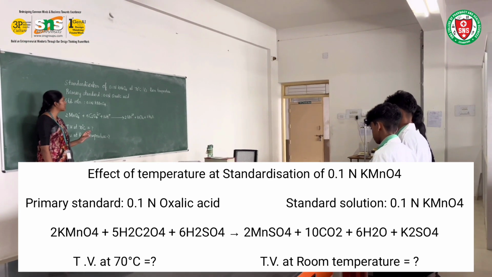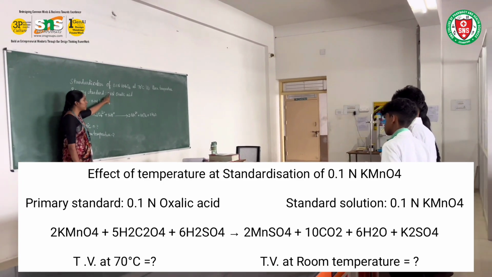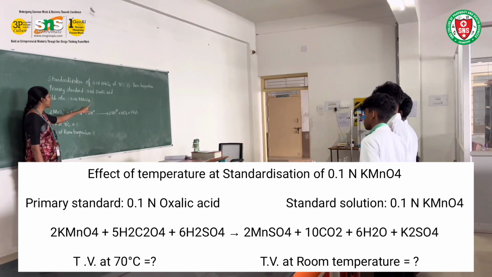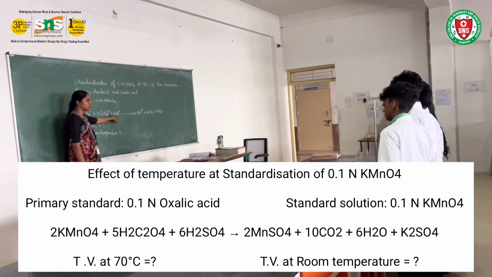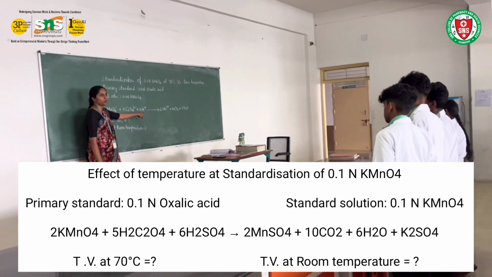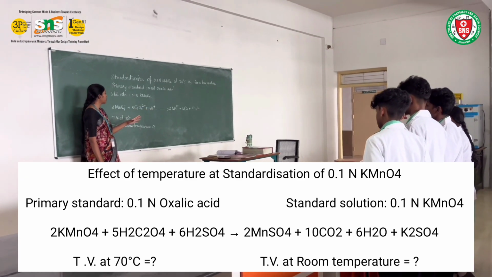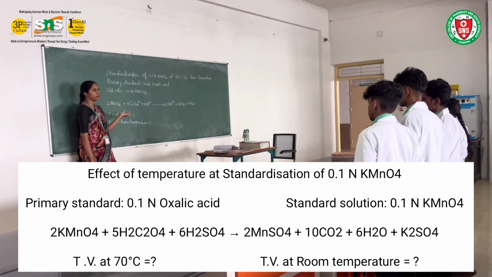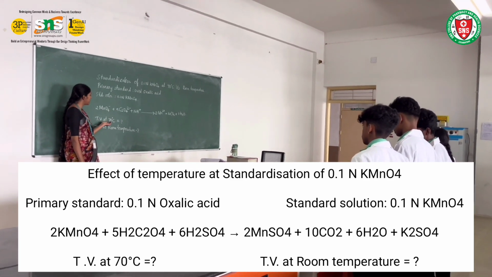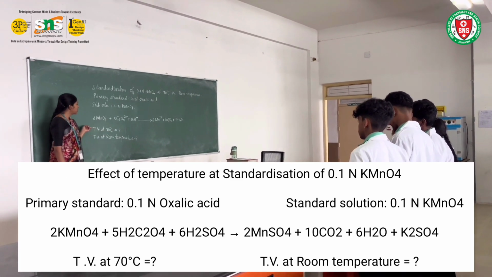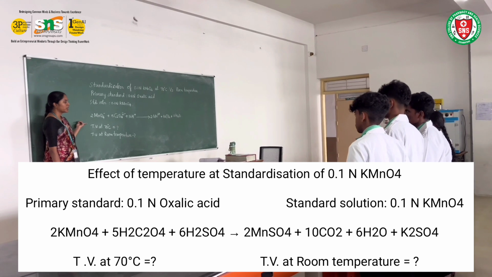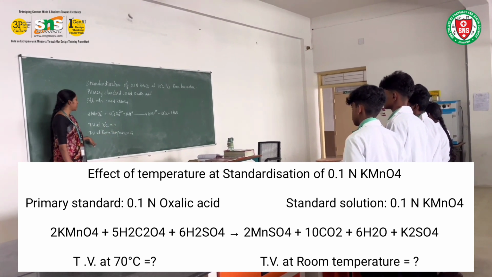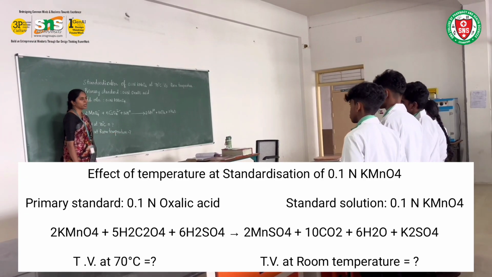And we have solutions of 0.1 normality oxalic acid and 0.1 normality potassium permanganate. As the reaction takes place in the presence of acid, we need dilute H2SO4 also. We have to prepare a conical flask using oxalic acid and dilute sulfuric acid, and we are going to heat it at 70 degrees Celsius initially for titration. After we get a titrant value, we are going to repeat the experiment at room temperature.